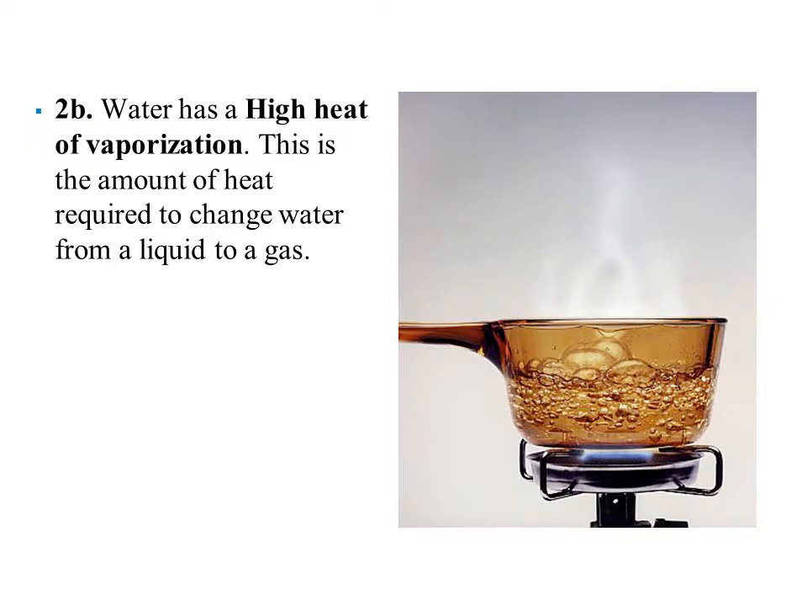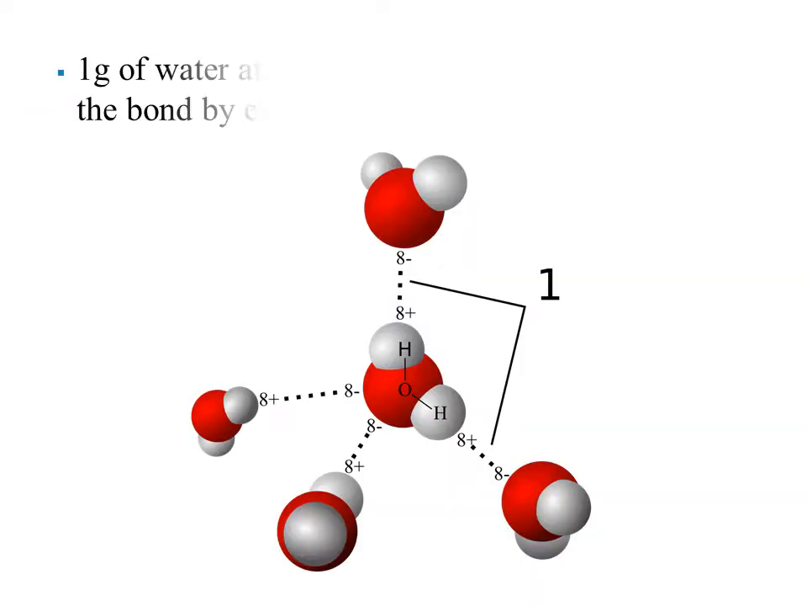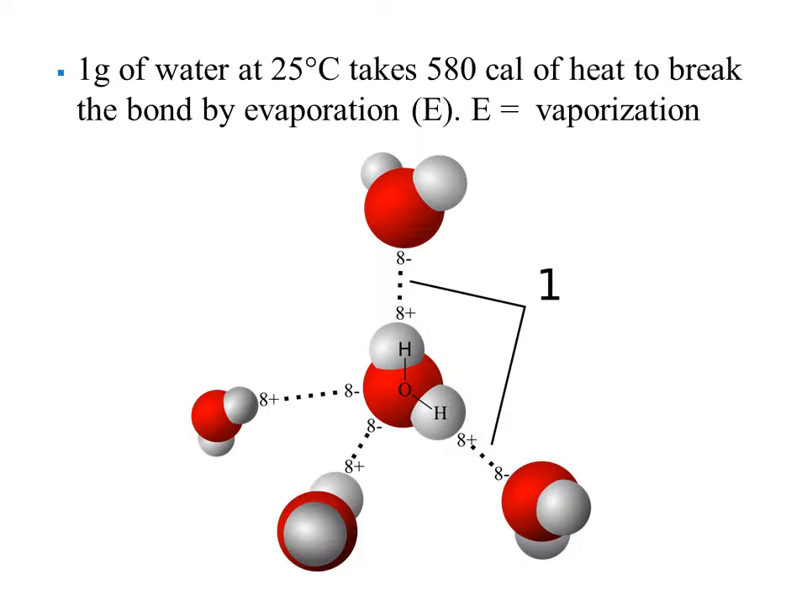2b, high heat of vaporization. So water can absorb a lot of energy before it turns into a vapor, before it evaporates, before it turns from a liquid to a gas. 1 gram of water at room temperature takes 580 calories of heat to go from a liquid state to a gaseous state. The bond that will be broken in this experiment would be the hydrogen bond.